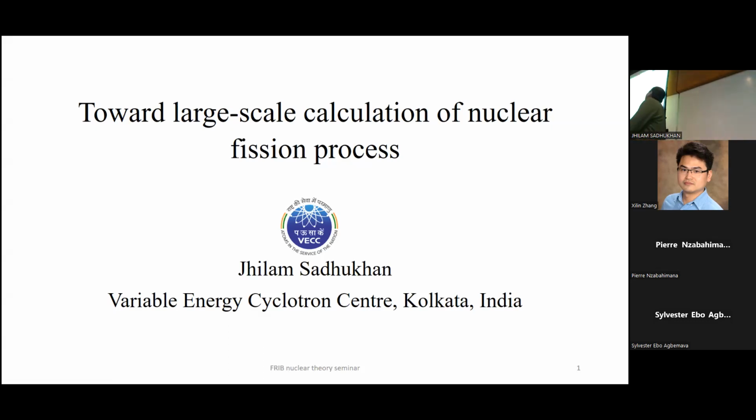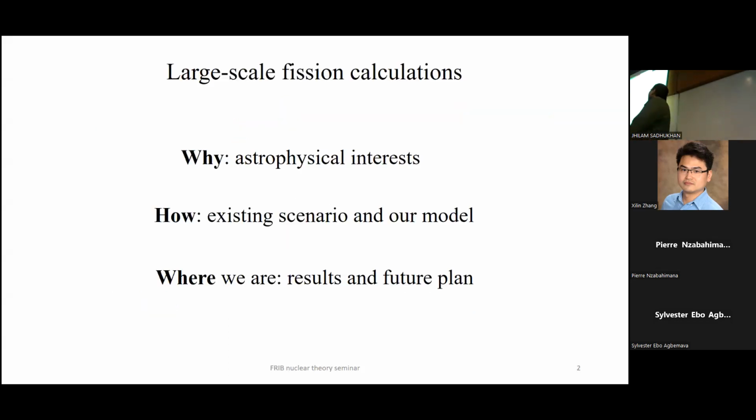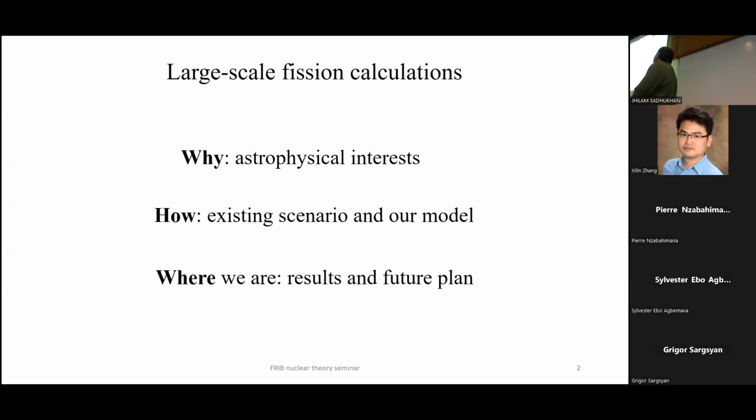So I'll talk about the R process, and here I mainly focus on these astrophysical applications. Then I'll mainly discuss how different models can be applied for this type of calculation and what our model is. Then I'll discuss the results and events.